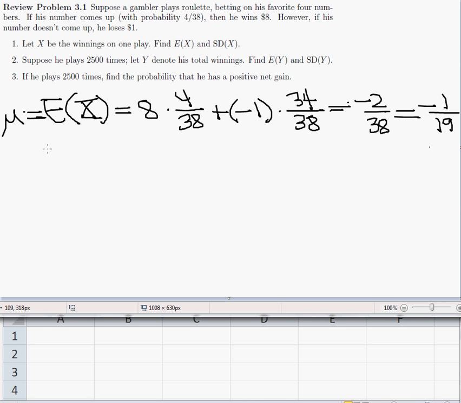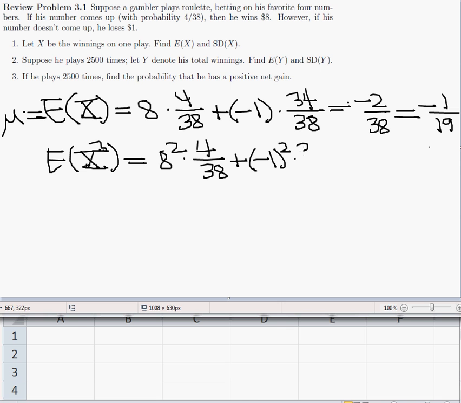To get the standard deviation, the first thing that we need to figure out is the expected value of x squared. So that'll be equal to 8 squared times 4/38 plus -1 squared times 34/38. And I'll use Excel down here as my calculator.